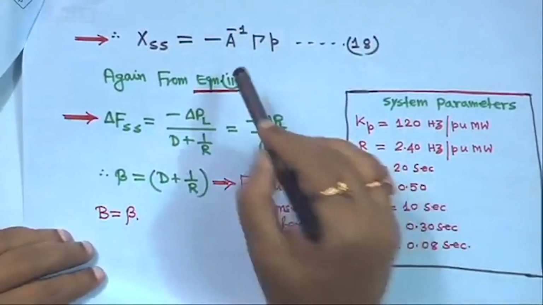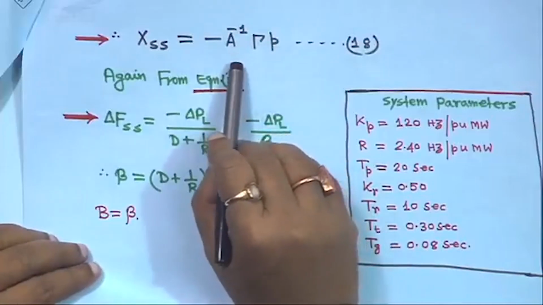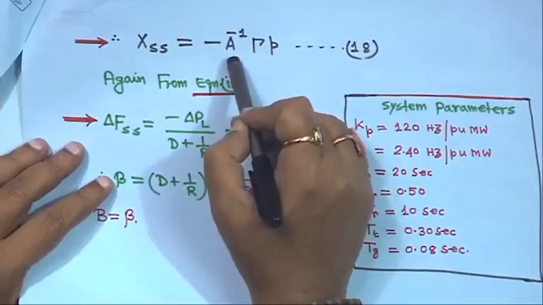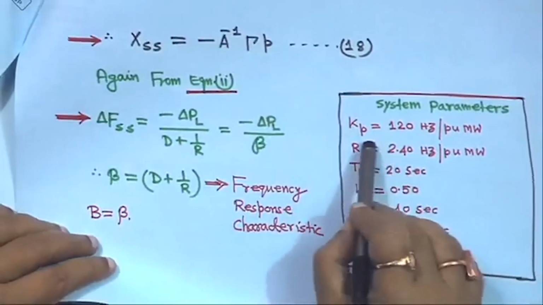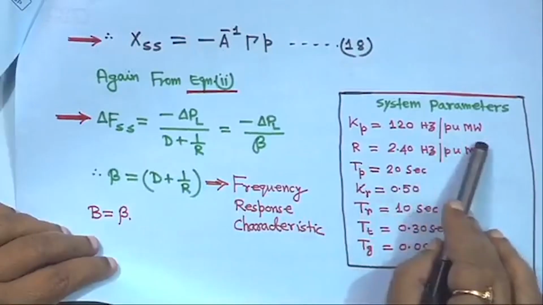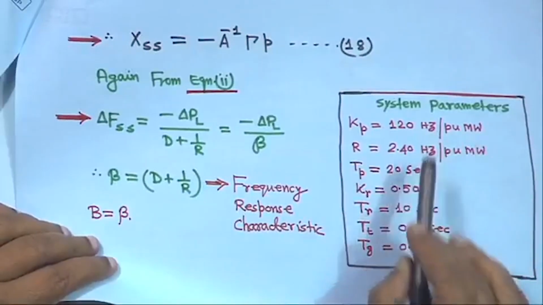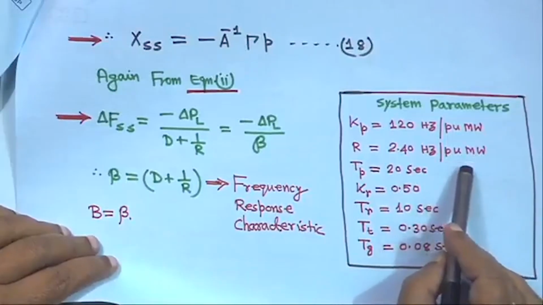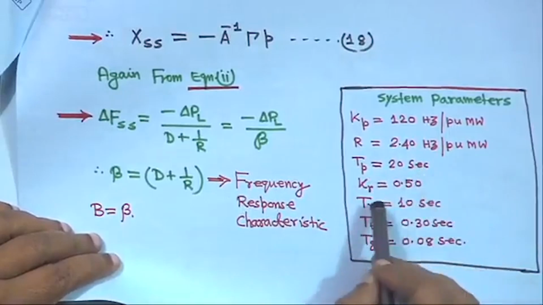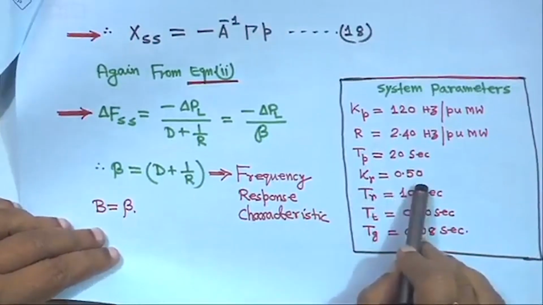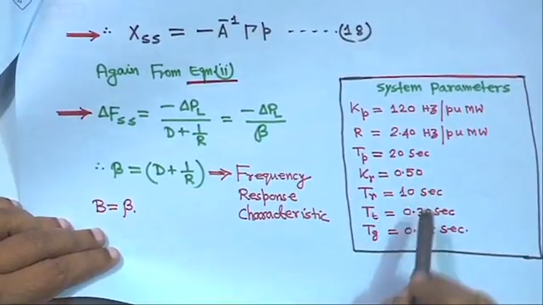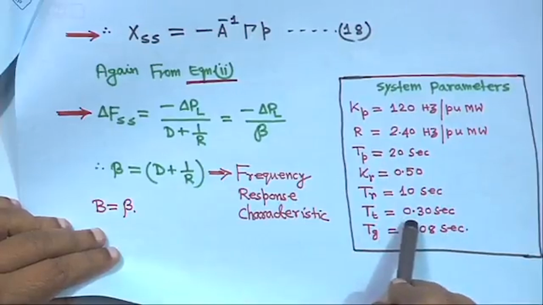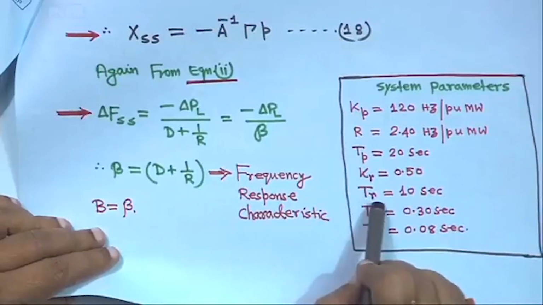So, for our system, where we have taken a reheat type turbine, this A matrix is a 4 by 4 matrix, and all the parameters are given here. Kp is equal to 120 hertz per unit megawatt, which we calculated. R is equal to 2.40 hertz per megawatt, that is 4% regulation on 60 hertz. Tp we calculated as 20 seconds. Other parameters are Kr is 0.50, Tr is 10 seconds, Tt is 0.30 seconds, and the governor time constant is 0.08 seconds. Tt is the steam chest time constant, 0.30 seconds, and the reheat time constant is 10 seconds.